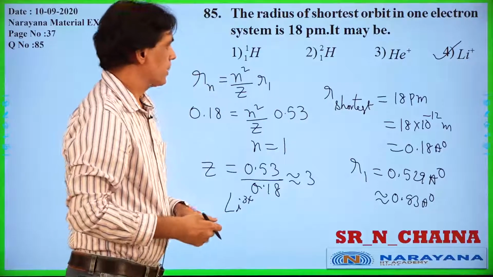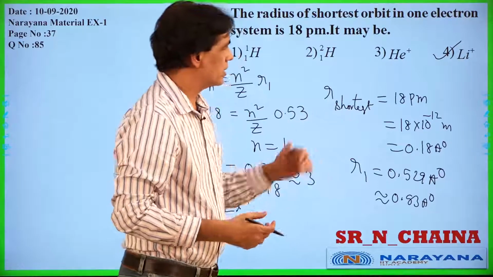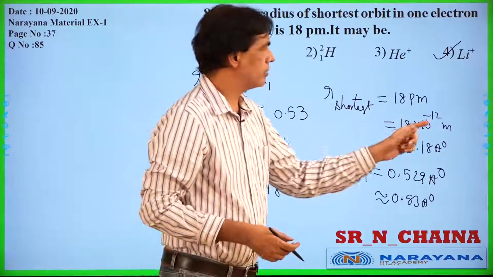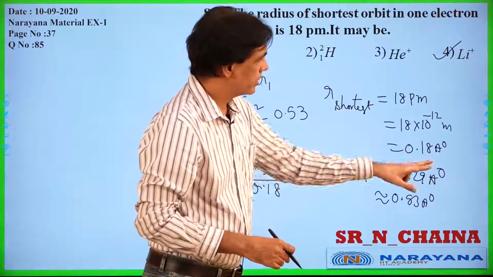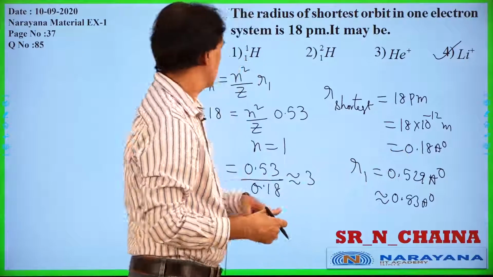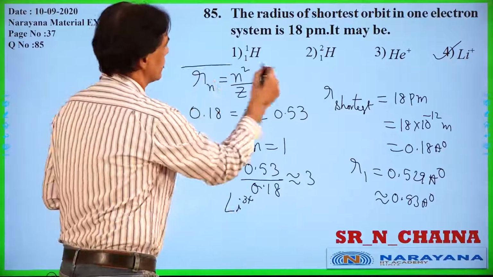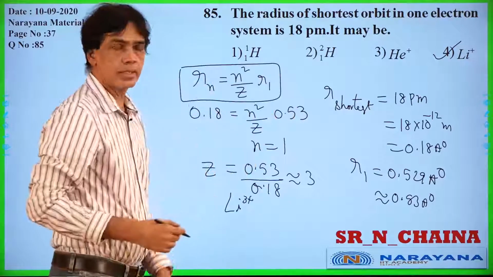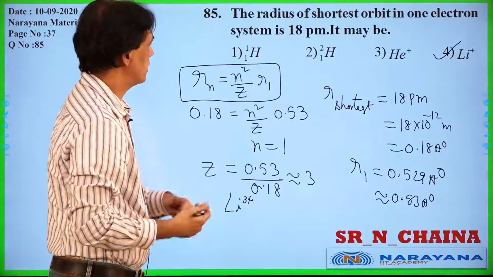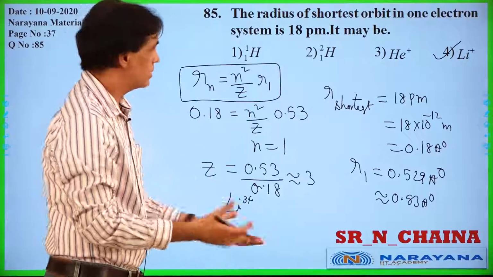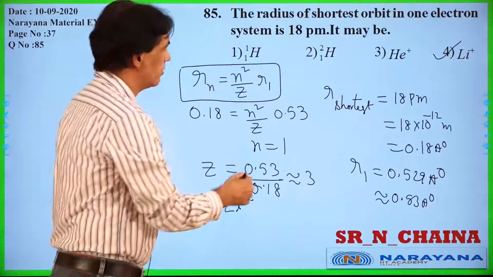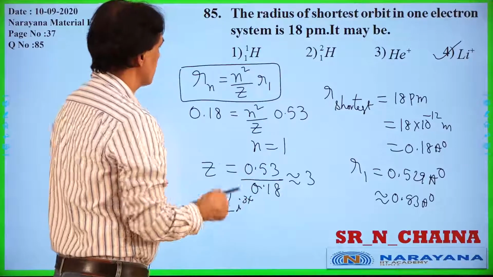Okay, the shortest radius value is given as 18 picometers. I can write it as 18 into 10 to the power of minus 12. So converting into angstrom units, we get it like this. And the general formula for the radius of the nth orbit is Rn equal to n square by z into r1, where r1 is the first orbit radius. That is the shortest.